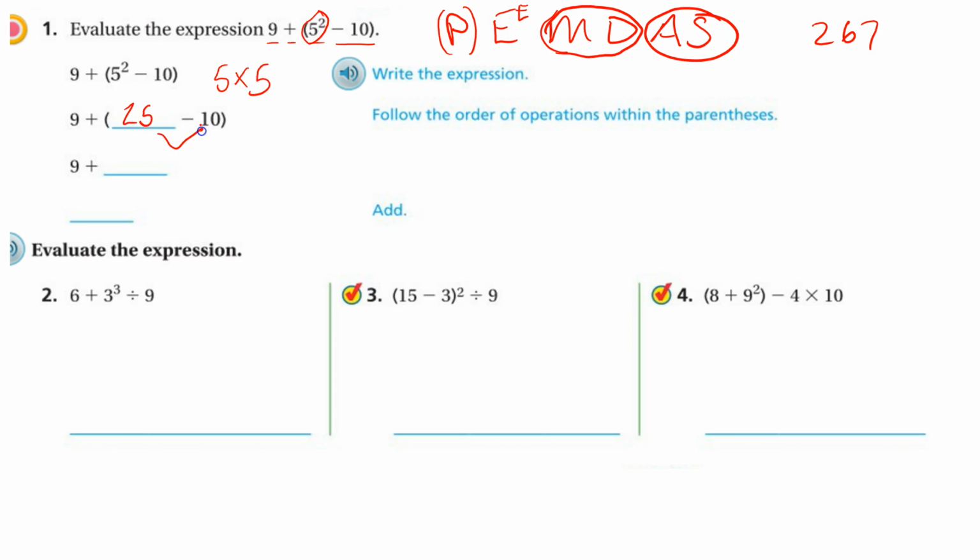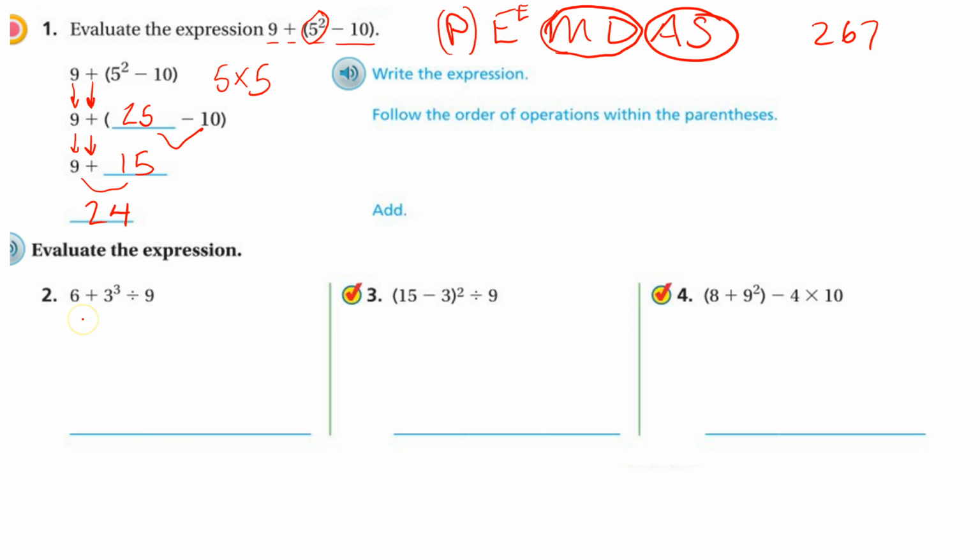Then we can do what's inside the parentheses, finish that out, the subtraction part. 25 minus 10 is 15. And notice the whole time we're bringing down the 9, we're bringing down the plus, everything else is being brought down. And now we just need 9 plus 15, 24. Did I do that right? Yes.